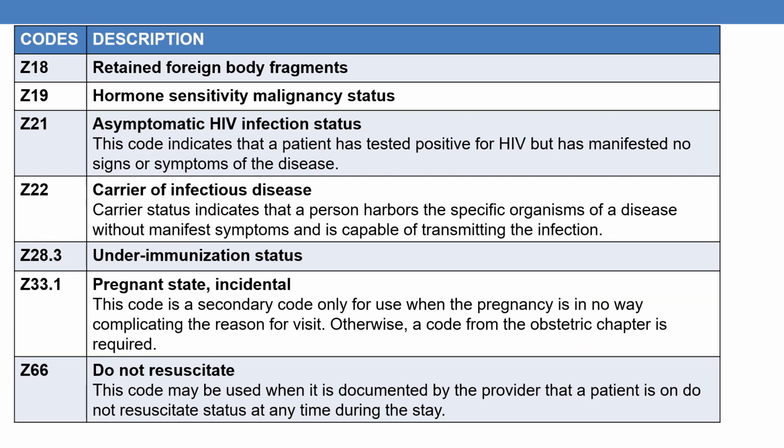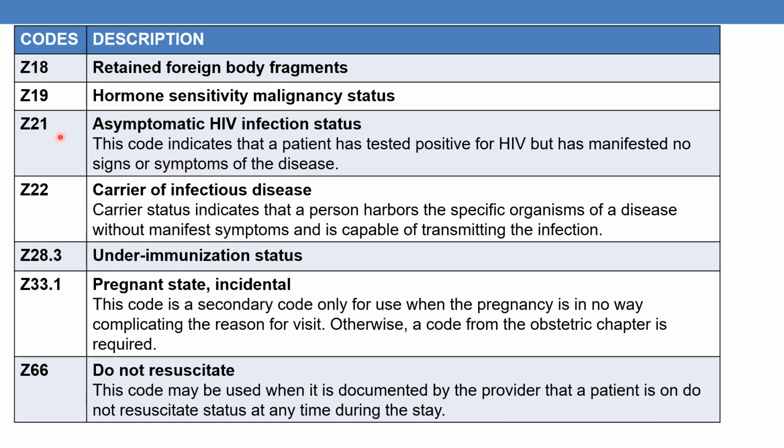Now here is the list of codes that we are going to discuss in the current session. The first one is Z18, which is retained foreign body fragments. The next is the Z19 category, which deals with hormone sensitivity malignancy status. The next is Z21, which deals with asymptomatic HIV infection status.